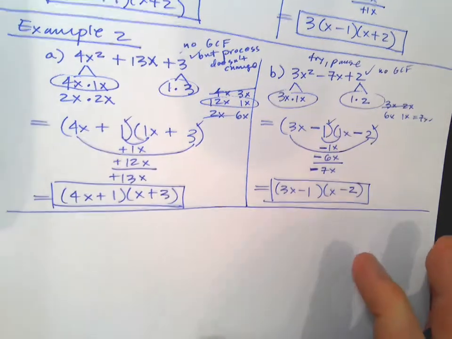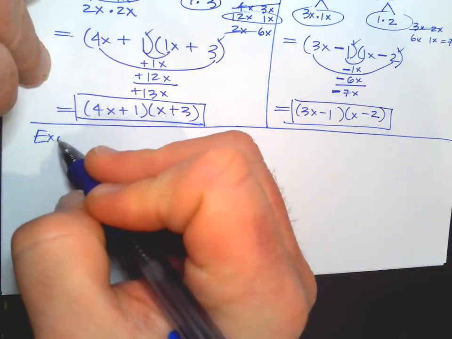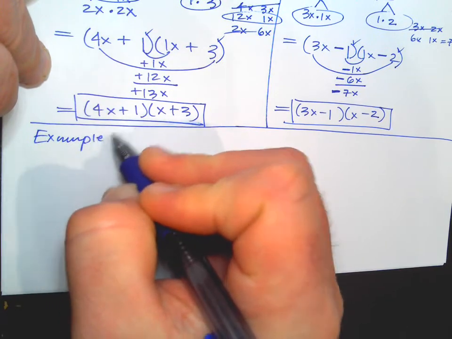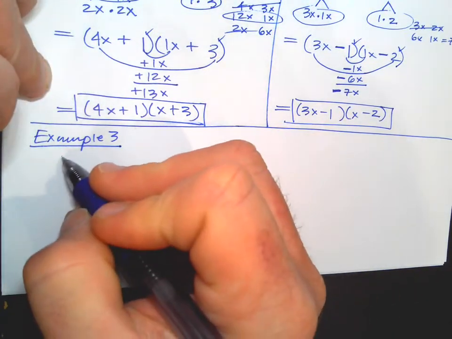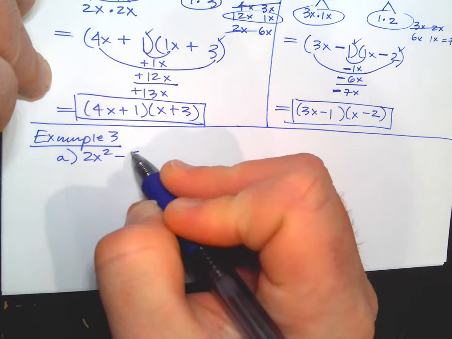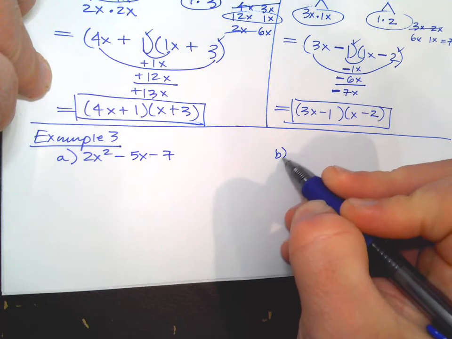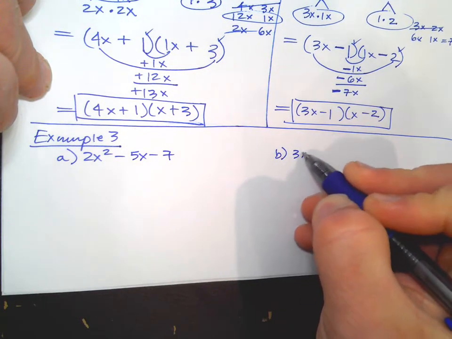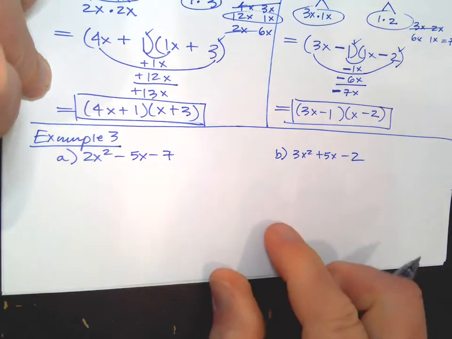All right. Let's do some more. Example 3. It's just going to be some more of these. 2x squared minus 5x minus 7. And for part B, we're going to do 3x squared plus 5x minus 2. So let's try these out.